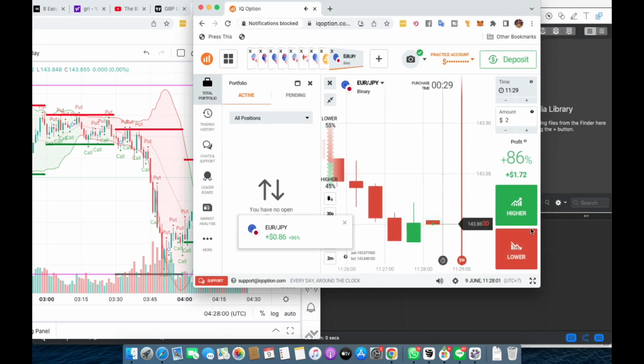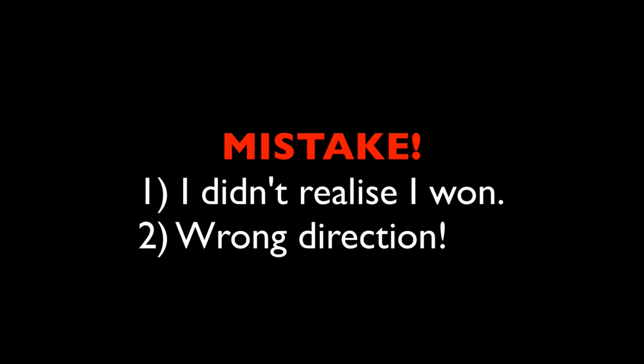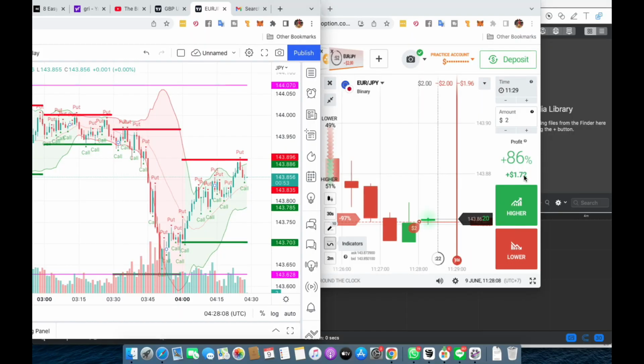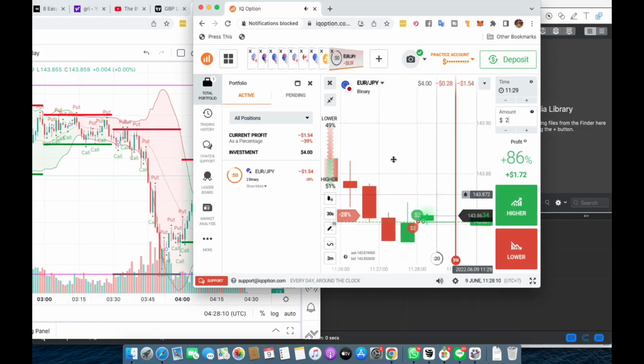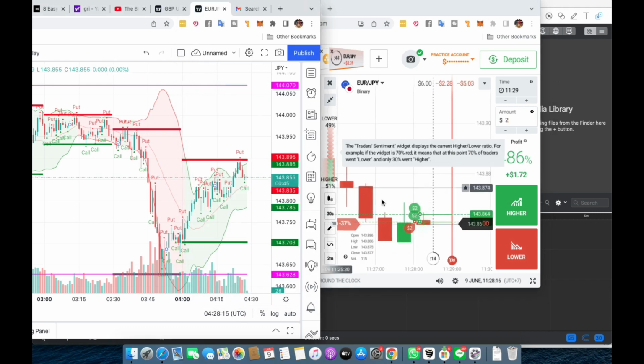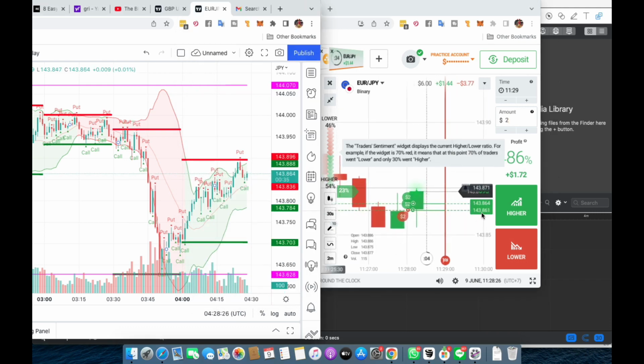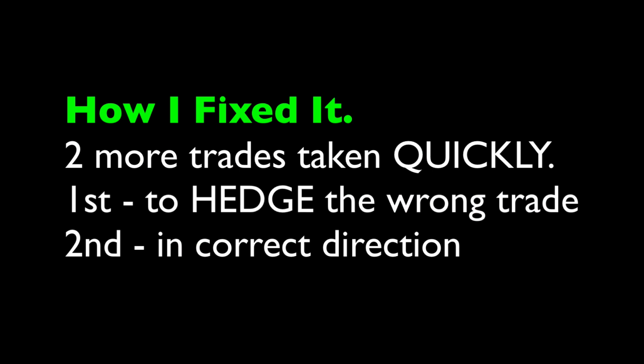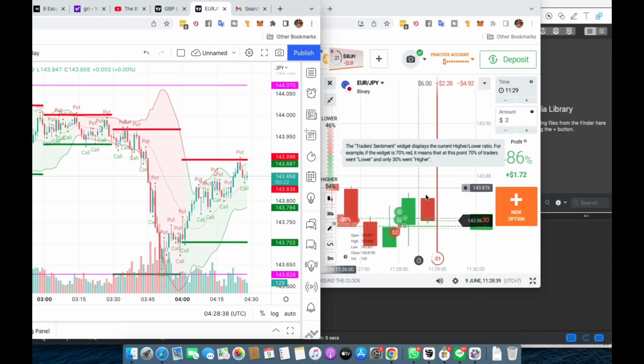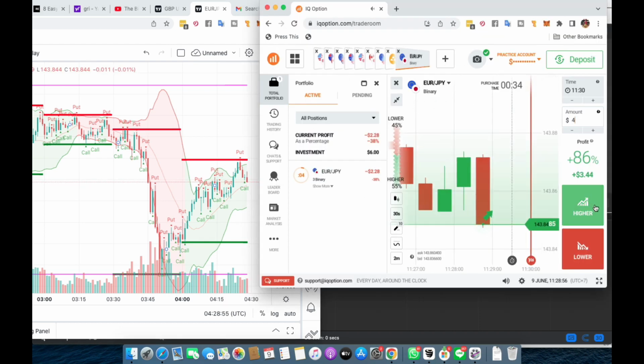Okay, follow up. Oh dear, wrong direction. I very quickly just did the opposite direction, so one is to hedge and one is to go in the right direction. And we will set up for the next one as well, and we see what direction it is.